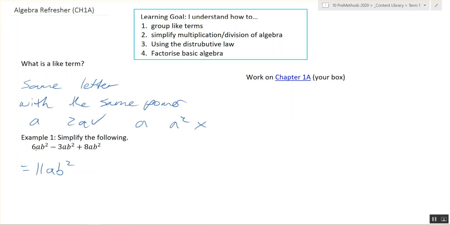Multiplication and division of algebra. So how does multiplication work in algebra? Does anyone remember? If you times variables together. So if we multiply variables together, the powers add. Okay? If we multiply different letters together, what happens? You just write it without the multiplication. So AB. So the invisible thing in the middle is an invisible multiplication.